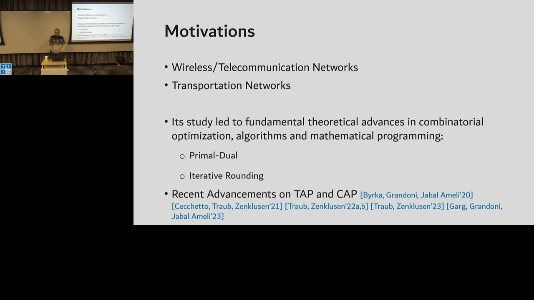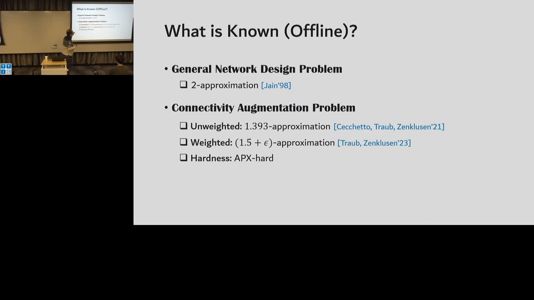I just want to convince you that this is a very fundamental theoretical problem, and it also has applications in network design. Okay, so let's see what's known for this problem in the offline setting. For the general network design problem, we know a 2-approximation, by the iterative rounding approach introduced by Kamal Jain. And for the connectivity augmentation problem, the 2-approximation used to be the best approximation for a while, but in recent years we know that these are the state of the art.